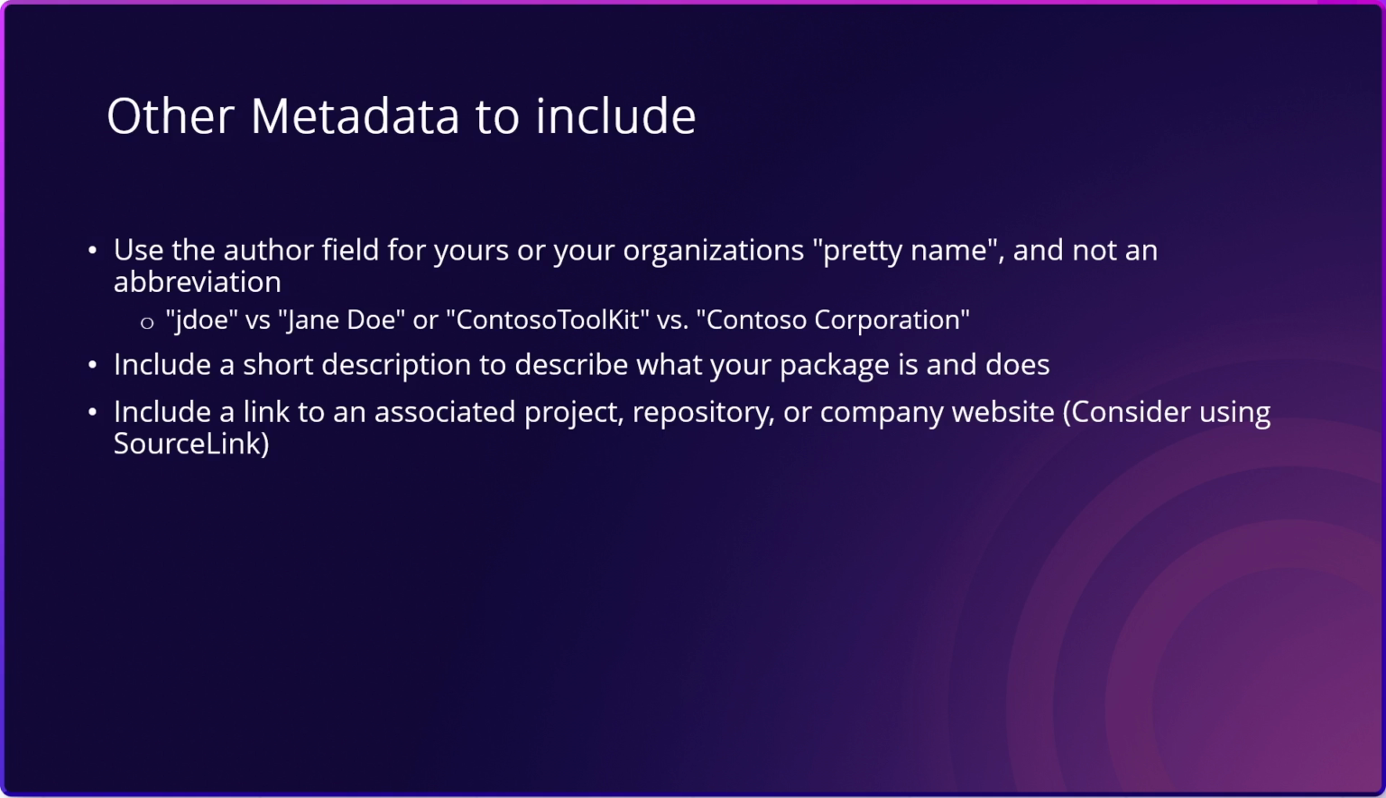Source link automatically adds the repository URL and repository type to package metadata. You can find more information about how to do this in the NuGet documentation linked below. Next, an icon. You should consider including an icon with your package to help visually differentiate it. It's relatively small, but it's something that can really improve perception of package quality.